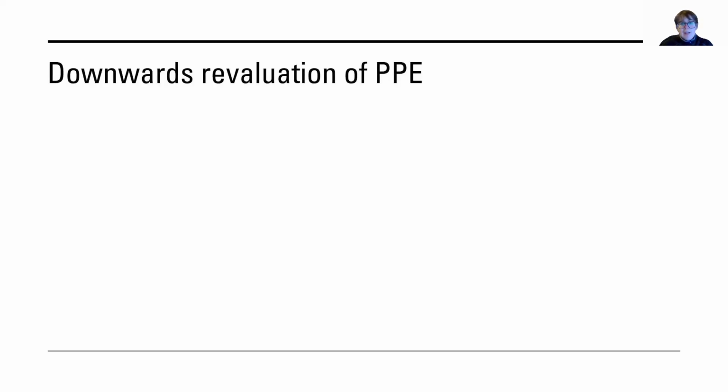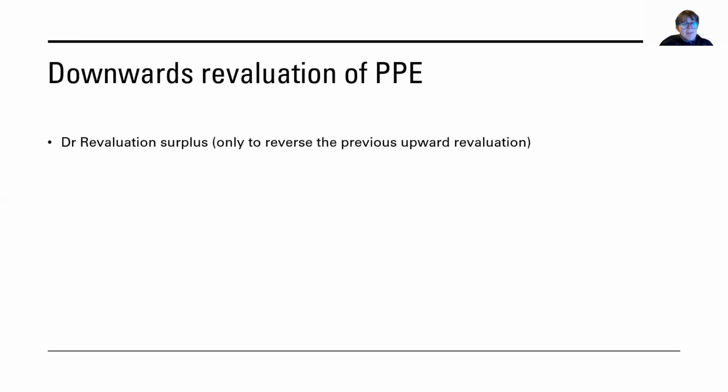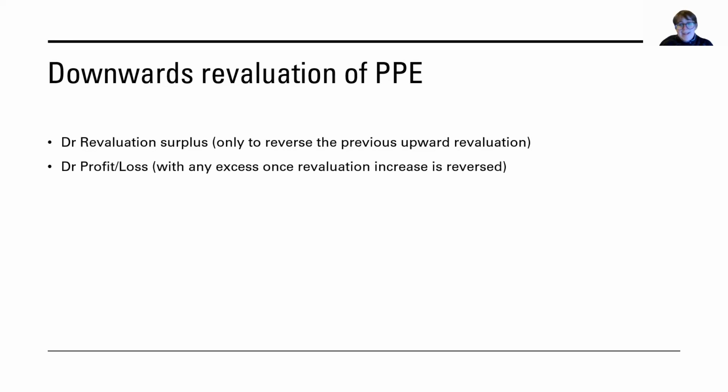Contrary, you may have a downwards revaluation of PPE. So this time we would do the opposite. We would firstly debit the revaluation surplus, only to reverse the upward revaluation. We would debit the profit or loss account with any excess once the revaluation increase has been reversed, and we would credit the PPE at cost account.